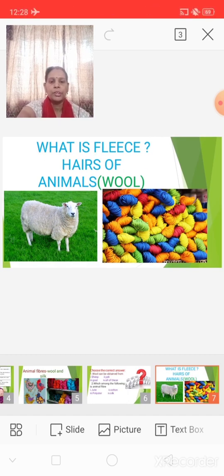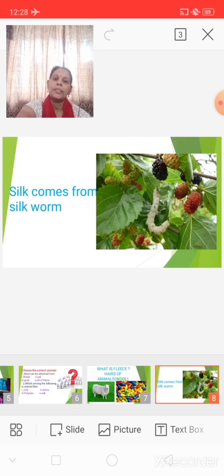Now the next question that comes up is, what is fleece? From where do we get the wool? Fleece is nothing else but the hair present on the sheep, the goats and the yak. That means the hair present on these wool yielding animals is said to be fleece.